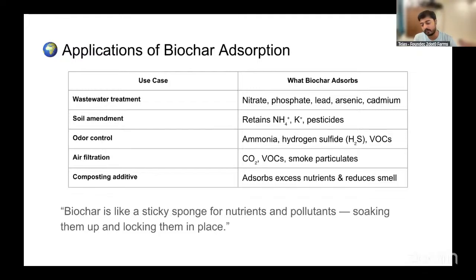And composting additive. If we bring in biochar during the composting period, it helps make the whole composting process much more efficient, and the nutrients are also retained within the final pile much more efficiently. And it also, of course, helps with the smell, which is one of the pain points when it comes to efficient composting. So biochar is like a sticky sponge for nutrients and pollutants, soaking them up and locking them in place.